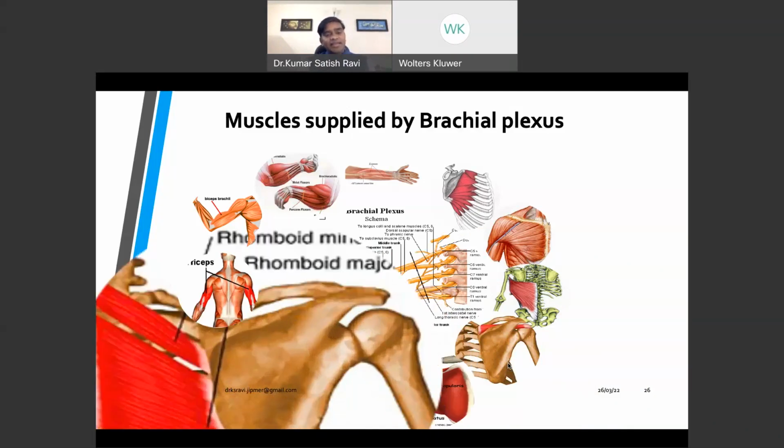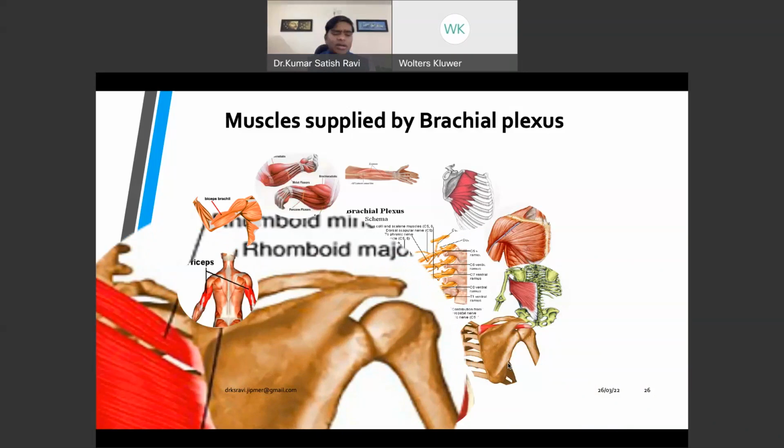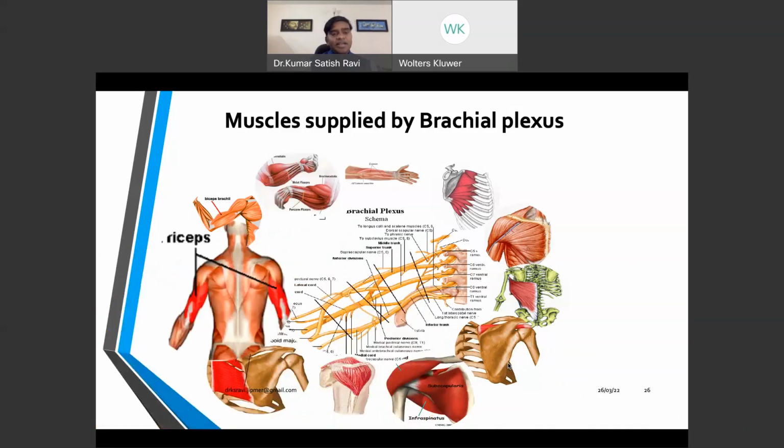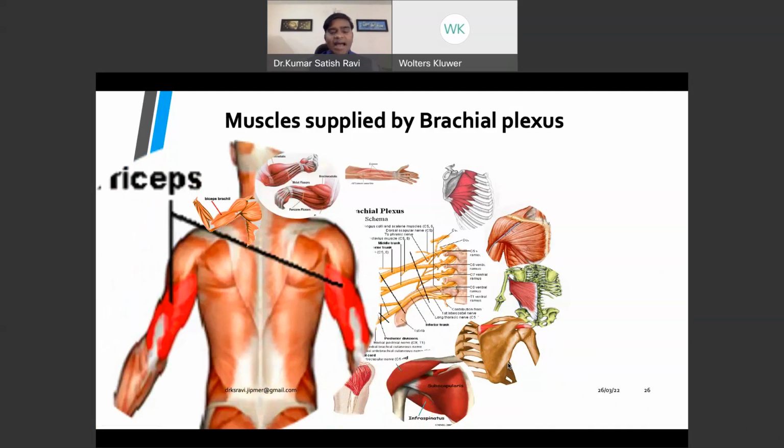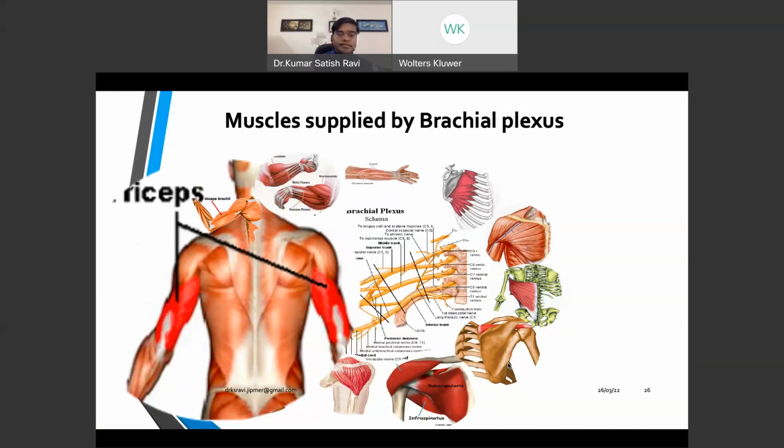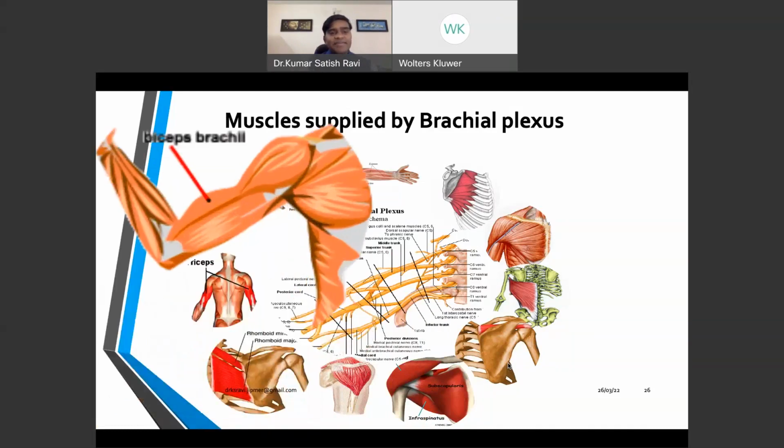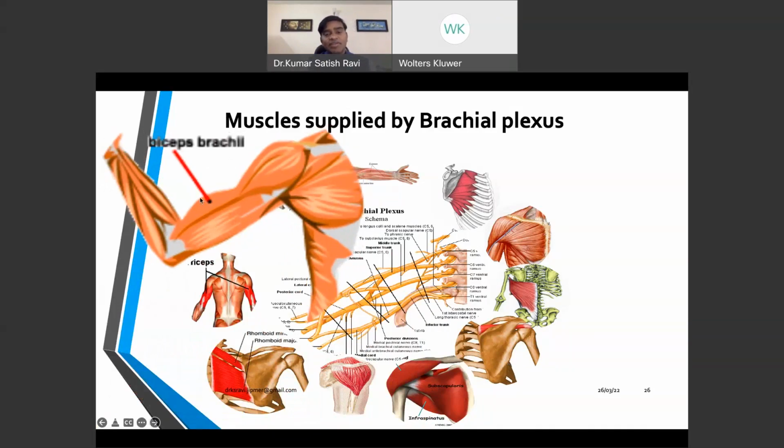Then if you see over here, these are the rhomboid muscles. Whether you talk about the levator scapulae, the rhomboid minor, or the rhomboid major, all these are supplied by the dorsal scapular nerve, and the root value is C5. Then you can see over here the triceps. I said all the muscles of the extensor compartment of the arm and the forearm are supplied by the radial nerve or the branches of the radial nerve. You can see over here the biceps brachii. As I said, it is supplied by the musculocutaneous nerve, right?